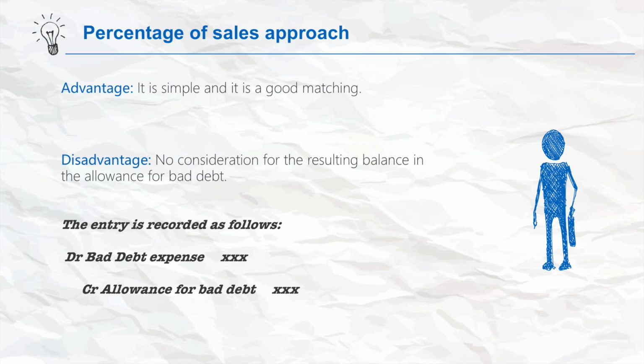Percentage of sales approach. This is calculated by multiplying sales for the period by some percentage set by the company. Typically, this is between 1 and 2% of credit sales, but will vary with the volume of business. Advantage: it is simple and it is good matching. Disadvantage: no consideration for the resulting balance in the allowance for bad debt expense.